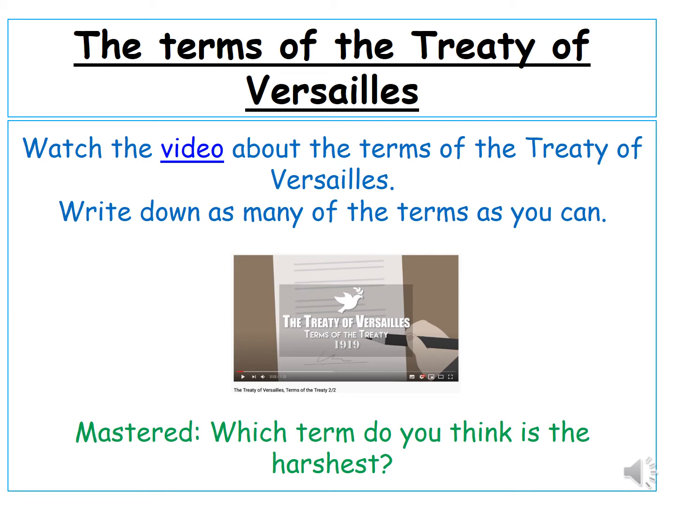Okay, so the first task is asking you to watch a video by clicking on this hyperlink. And the video just goes over the terms of the Treaty of Versailles. Now, what we'd like you to do while you watch this video is make a spider diagram or a bullet point list just detailing all of the different things that the treaty did to Germany. And if you want to push yourself, have a go at the master task, which is asking you which of those things do you think is the harshest? So which was the most unfair and why?